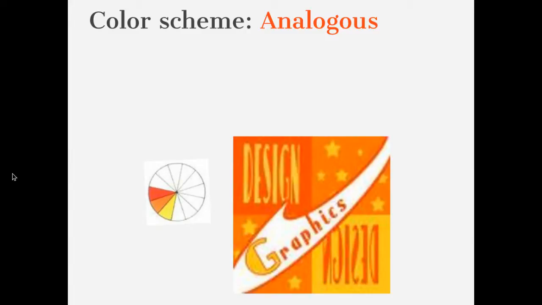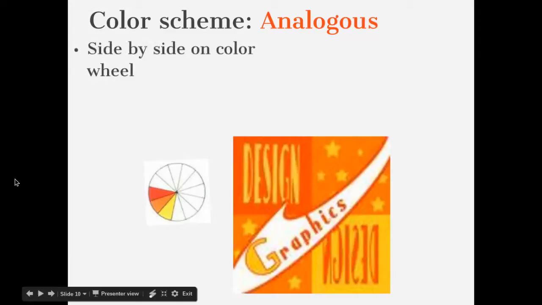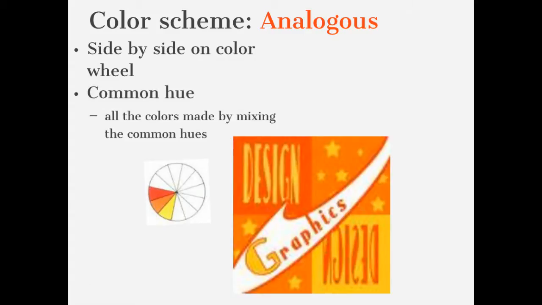The next color scheme is called analogous. And this is the colors that are side by side on the color wheel. They're common in hue. And all the colors are made by mixing the same common hues. So every color in this is a combination of these three.